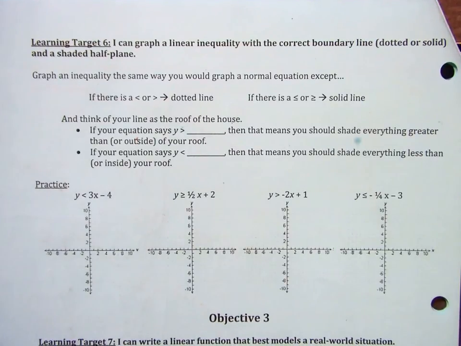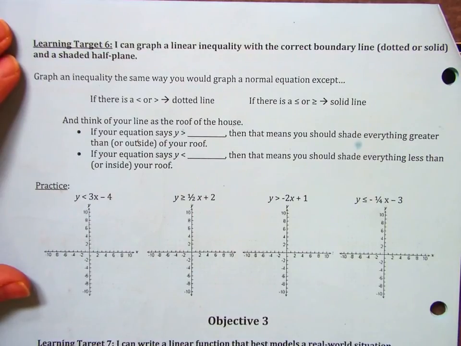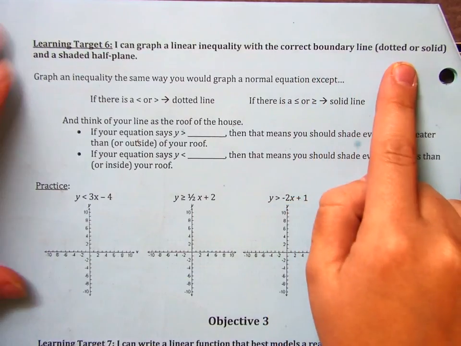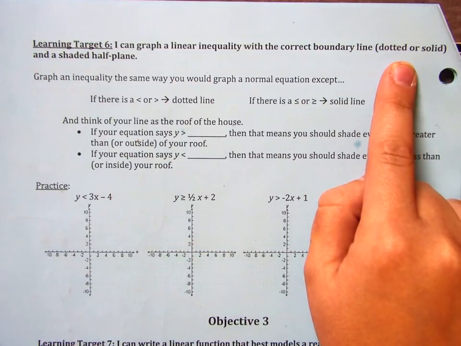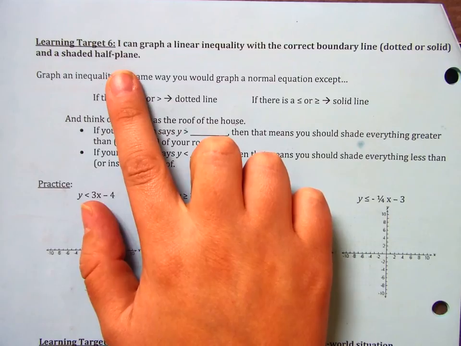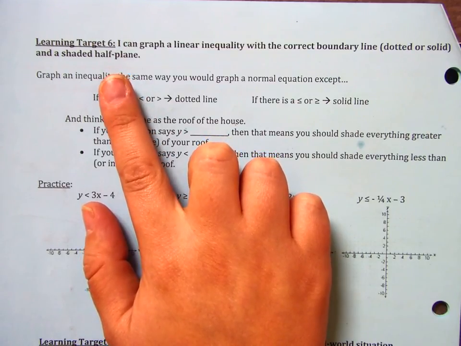So today we're going to start learning Target 6, which talks about graphing linear inequalities with the correct boundary line. That means it has to either be dotted or solid, and the correct shaded half plane. That means you know if you're supposed to shade above the line or below the line.